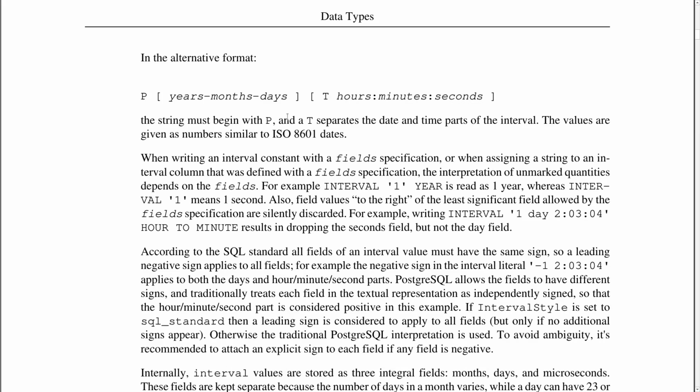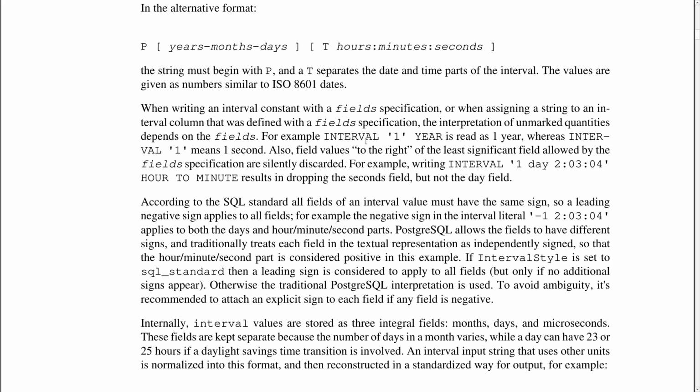The string must begin with P, and P separates the date and time parts of the interval. These values are given as numbers similar to the ISO 8601 day. When writing an interval constant with the field specification, or when assigning a string to an interval column that was defined with the field specification, the interpretation of unmarked quantities depends on the fields. For example, interval '1' year is read as 1 year, whereas interval '1' means 1 second.